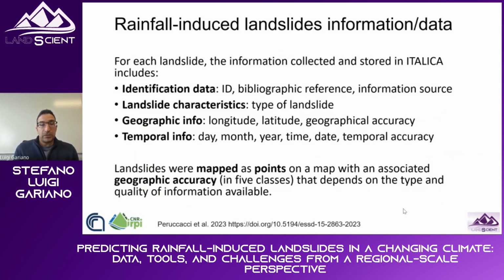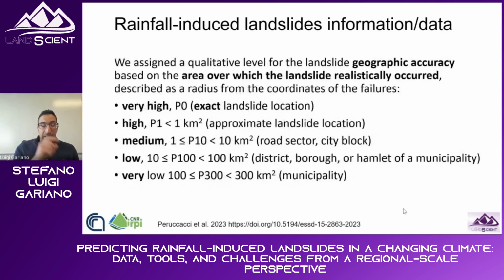And for each piece of information collected in our catalog, we stored an ID for sure, a bibliographic reference, an information source, the type of the landslide, and accurate geographical and temporal information: longitude, latitude, day, month, and year, and time of occurrence. All the landslides are mapped as points, with an associated geographic accuracy. Indeed, we assigned to each record a geographic accuracy class based on the area over which the landslide realistically occurred.